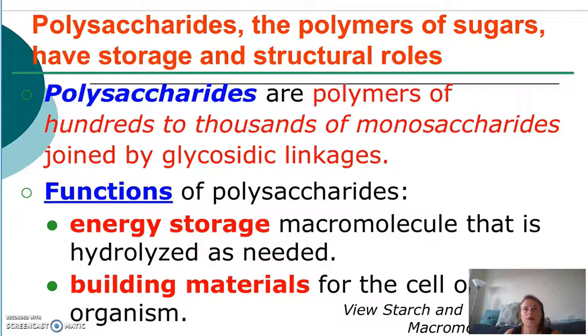Yesterday we talked about monosaccharides and disaccharides, which are organic molecules that fall under the category of carbohydrates. Today we're going to talk about our third and most complex type of carbohydrate, which are polysaccharides. They are the polymers of sugars. They are hundreds of thousands of monosaccharides linked together by glycosidic linkages. And their main functions are to provide energy, so it's energy storage, and to be used for building materials.